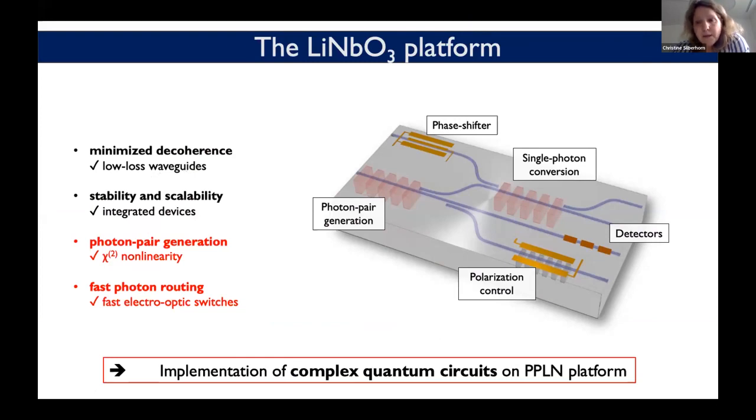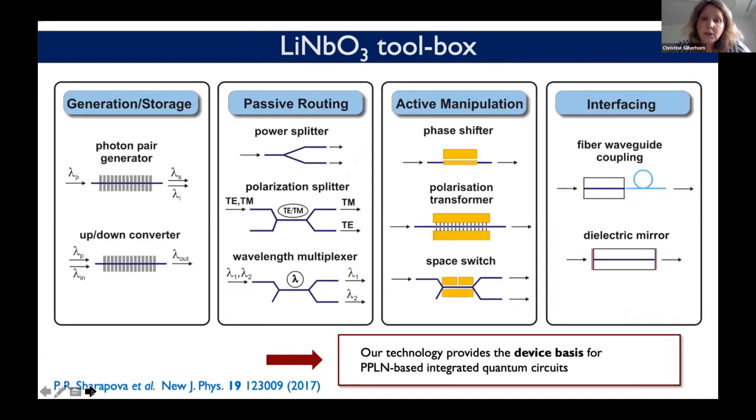Now, what lithium niobate can offer you, it's a Chi2 nonlinear material that can have very efficient photon pair generation. And maybe more importantly, we have fast photon routing. So we can have fast electro-optic switches. And this is really what's needed if you really want to implement, for example, fast feed-forward operations.